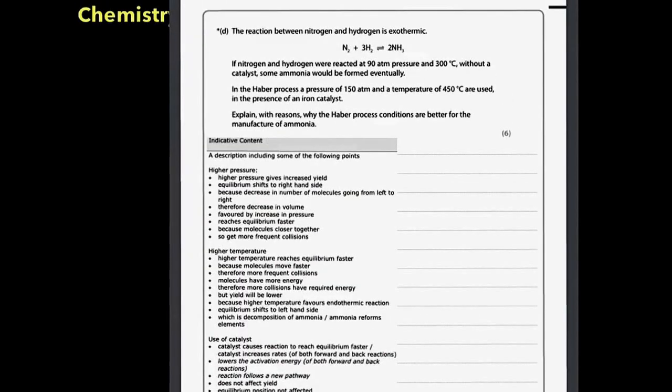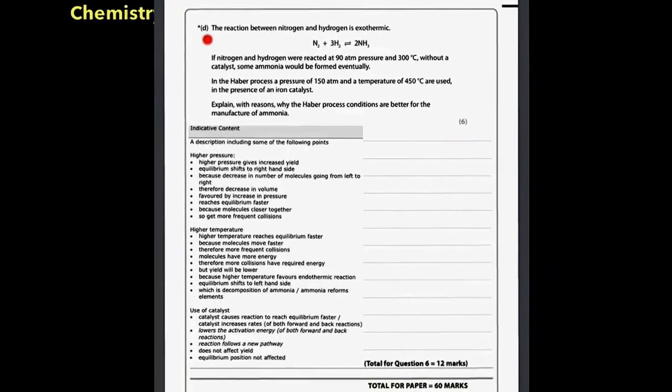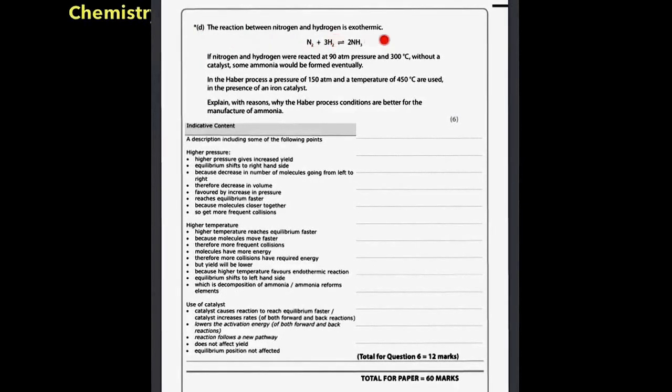So this is the last question in the exam, so make sure you have enough time to answer this, as it's 6 marks. The reaction between nitrogen and hydrogen is exothermic, and it gives you the equation, and we can see this is a reversible reaction. It asks, if nitrogen and hydrogen were reacted at 90 atmospheres pressure and 300 degrees without a catalyst, some ammonia would be formed eventually. In the Haber process, a pressure of 150 atmospheres and a temperature of 450 degrees are used in the presence of an iron catalyst. Explain with reasons why the Haber process conditions are better for the manufacture of ammonia.